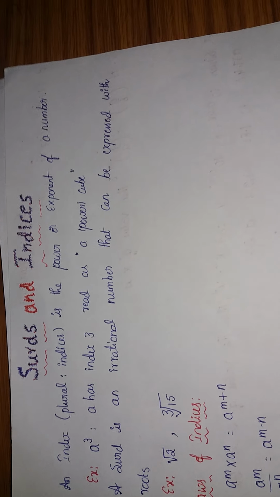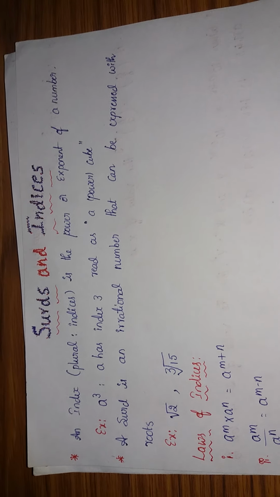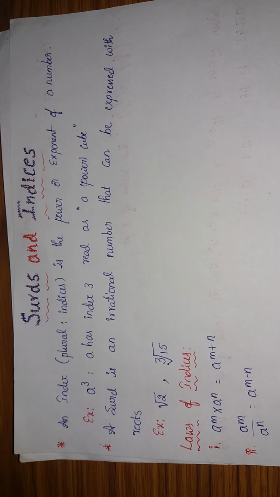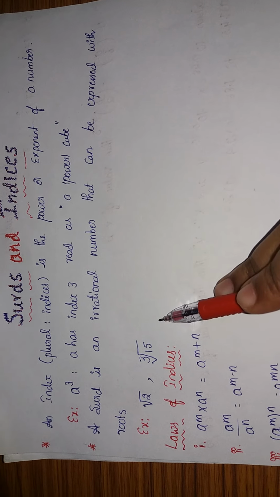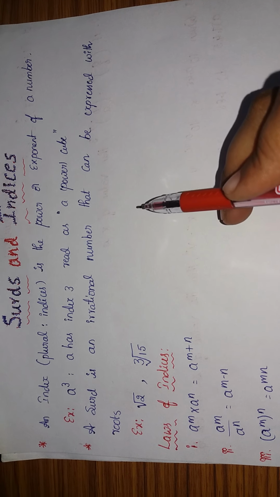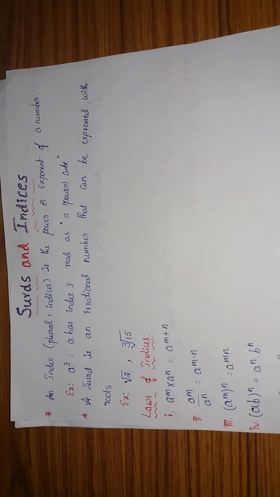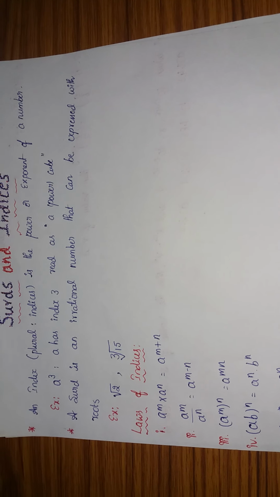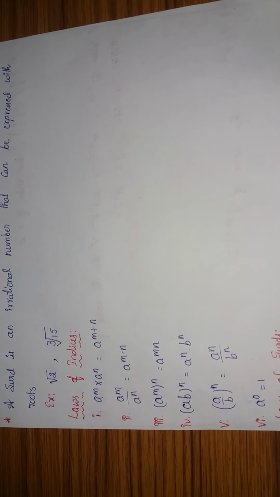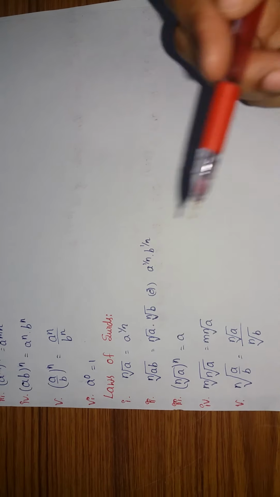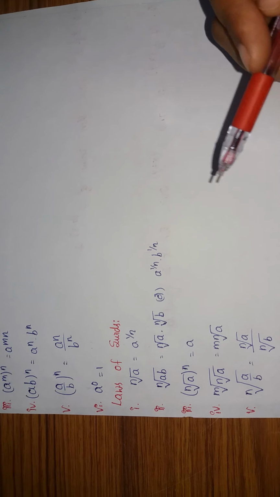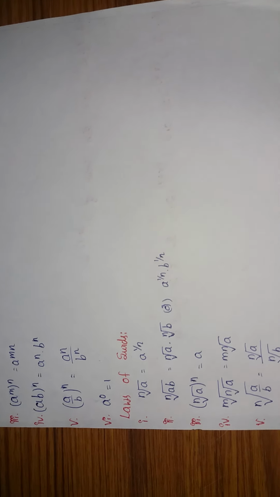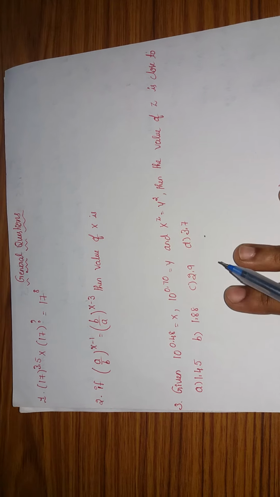What do you mean by surd? A surd is an irrational number that can be expressed with roots, like root 2 or cube root of 15. Like this, the surds are represented. Before going to solve problems on surds and indices, we have some laws of surds and indices. Just take a screenshot of it and read the formulas carefully. These are the laws of surds. When you read these formulas, you will be able to solve all the problems. Let's see some general questions based on this.